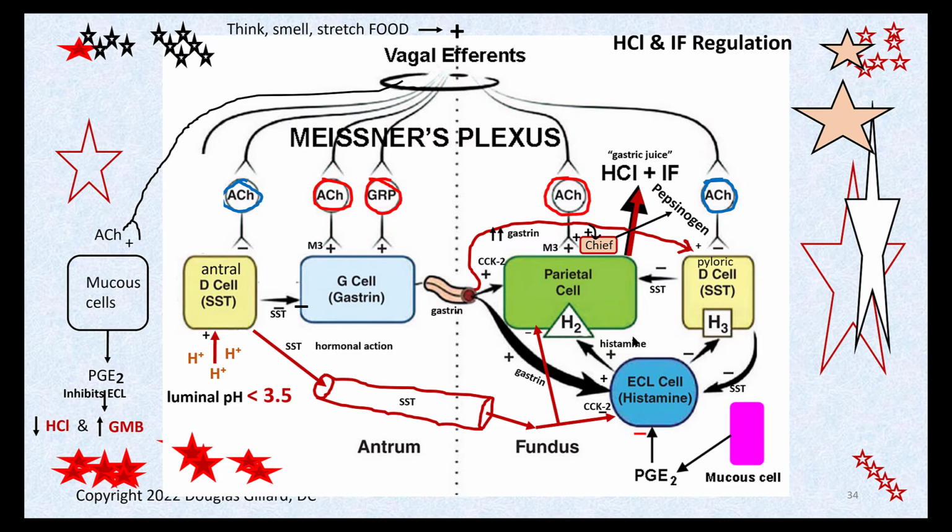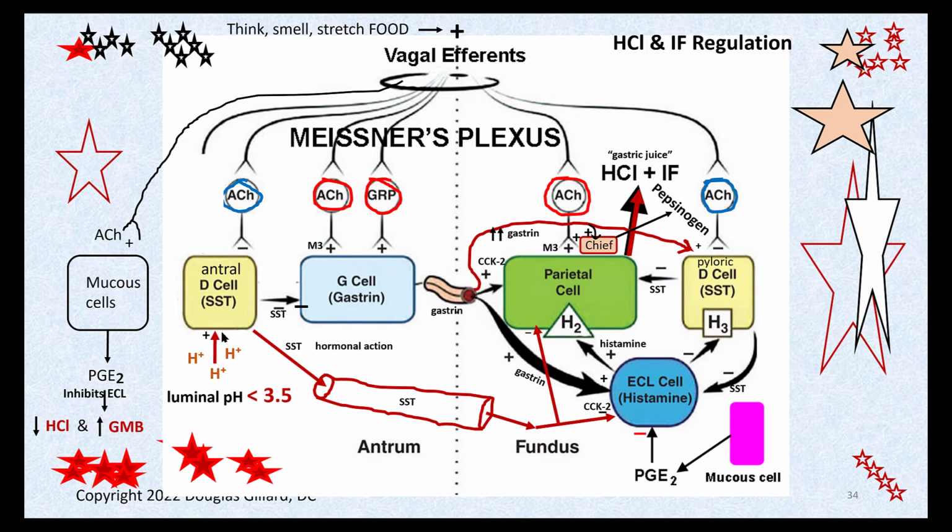Now, how do we turn off? We've got lots of acid flowing, and we're digesting our hamburger, and now it's getting too acidic. We need to slow down the acid because we don't want to cause an ulcer. The gastric mucosal barrier can only withstand so much. So when we get down to about a pH of 3.5 or lower, the hydrogen ions in the lumen of the stomach start stimulating the antral D cells to wake up.